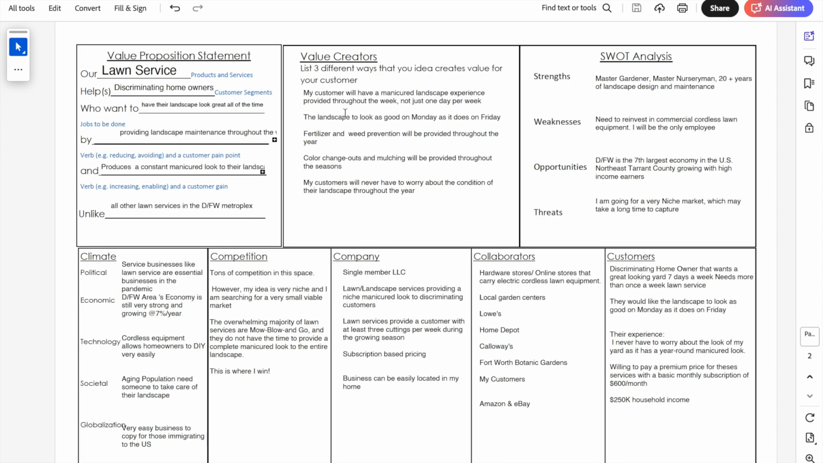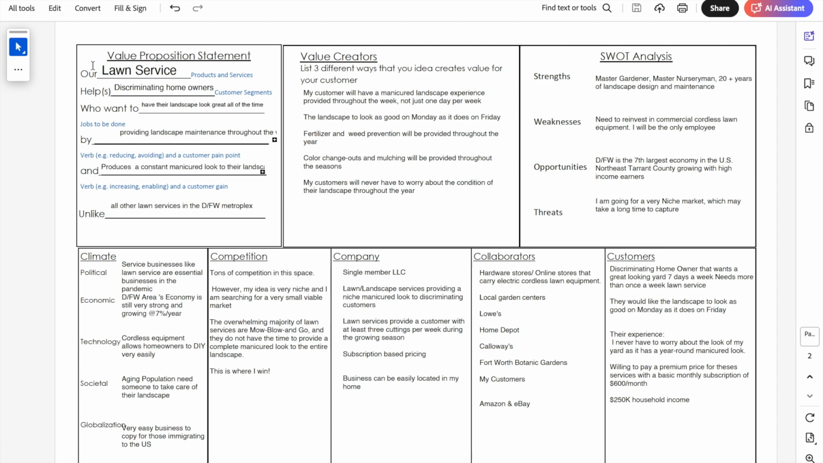Again, what are the value creators right in here? At least 3 different ways that our business model creates value. The only reason, and you've heard me say this more than once, that you're hired, that your business exists, is that you're creating value for someone else. Value, value, value. I have 4 areas right in here. Put at least 3.